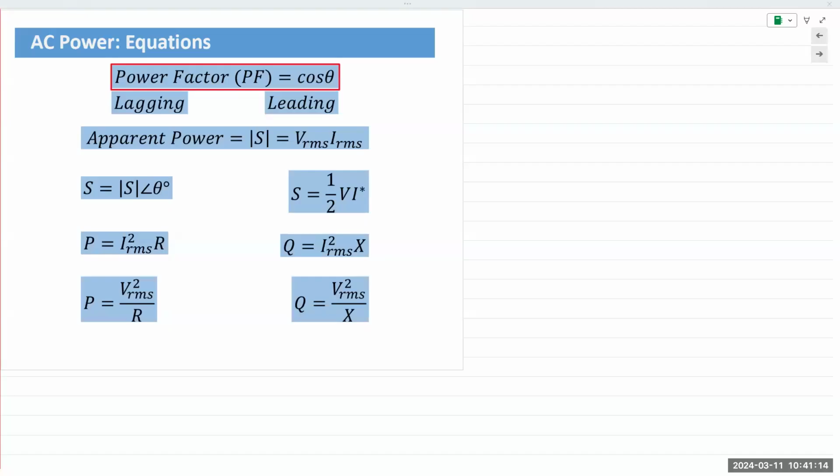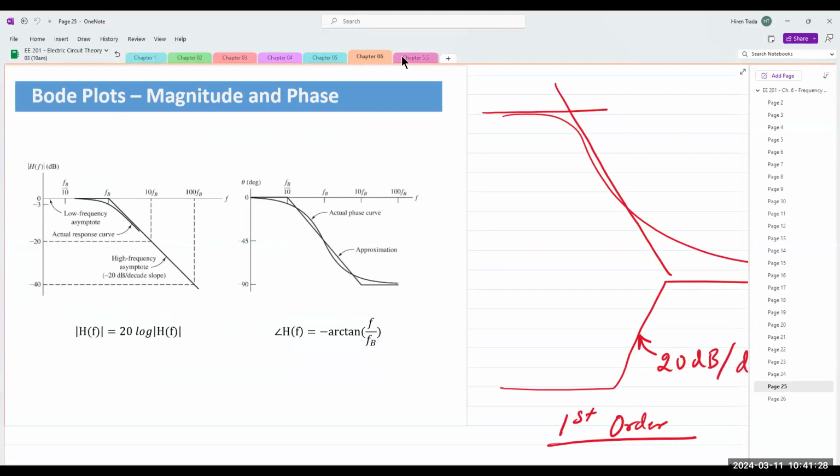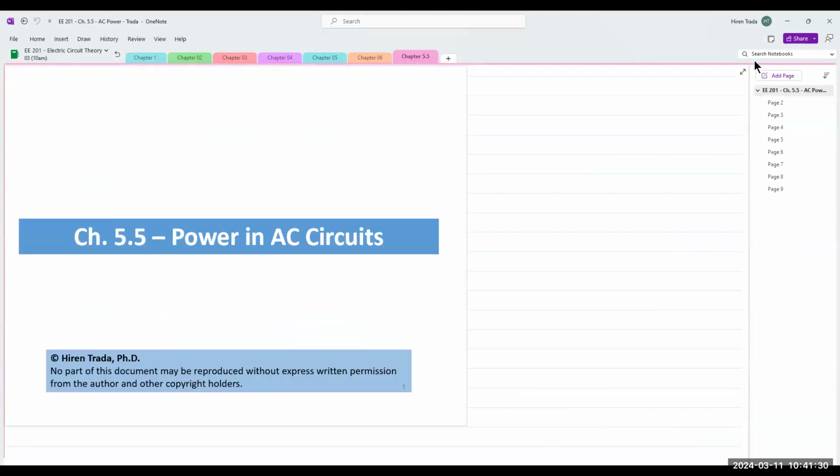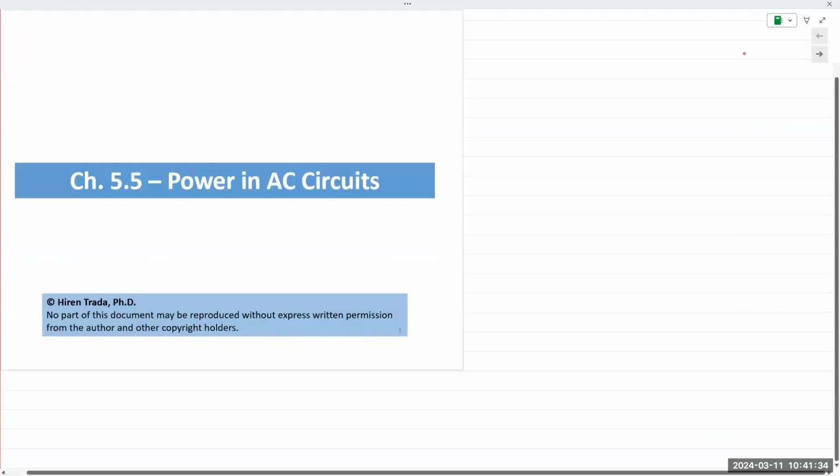So today I will talk about AC power, or power in AC circuits. If I can get to the right chapter right there. Okay. Let's see. AC power, power in AC circuits.